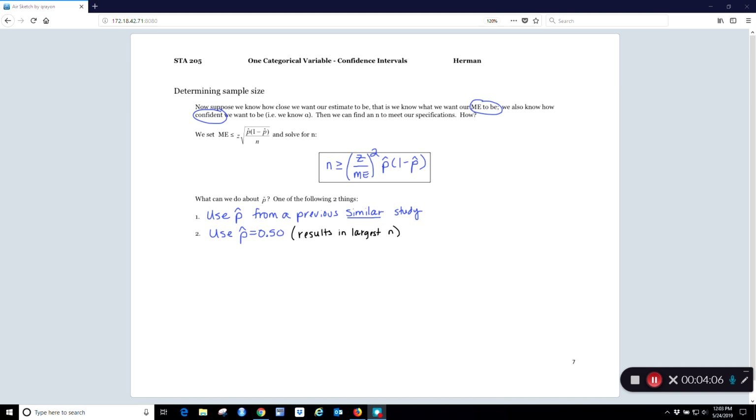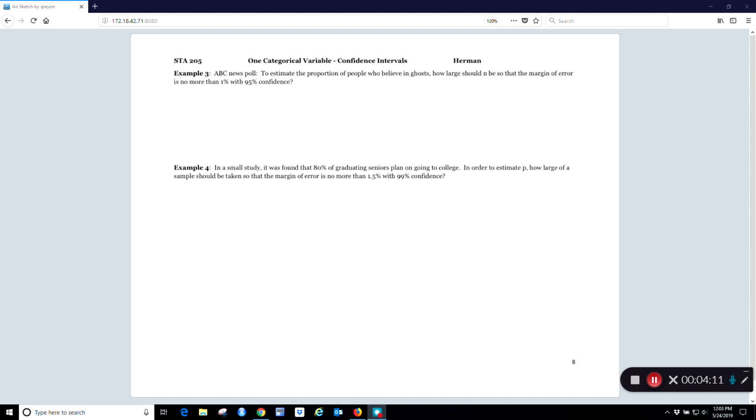So our goal next is to try to apply this formula to a couple of problems, and we'll see how we feel. For example 3, we're doing a news poll, and we want to estimate the proportion of people who believe in ghosts. We want to figure out how large our sample should be so that the margin of error will be no more than 1% with 95% confidence. So here are those two things that I just told you that someone has to tell me. I want my margin of error to be no bigger than 1%, but I've got to change that to a decimal. So 1% divided by 100% will give me 0.01 for my margin of error.